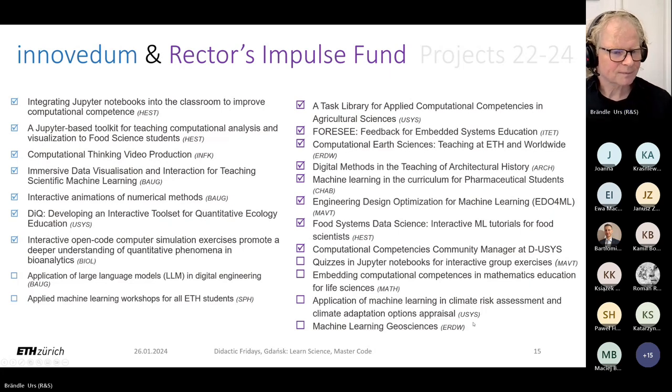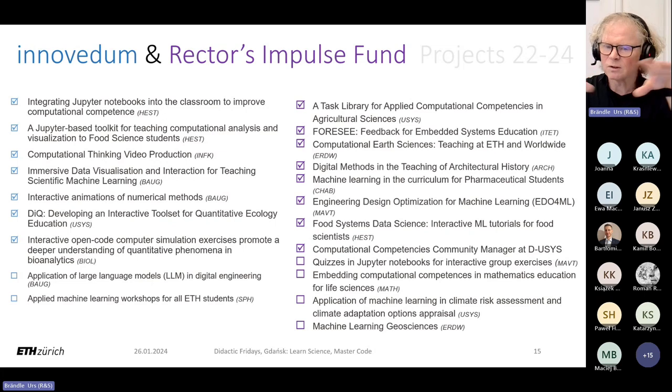So that's just a description of what the programs are like. But we have more than half of the departments involved, and with this we also make sure that it's not only something that spreads from the top, from the initiative that's run by the rector, but there's also a community in the departments that's more or less developing on its own.